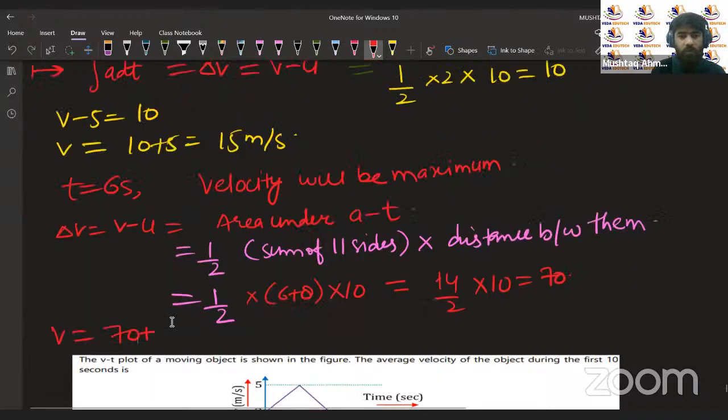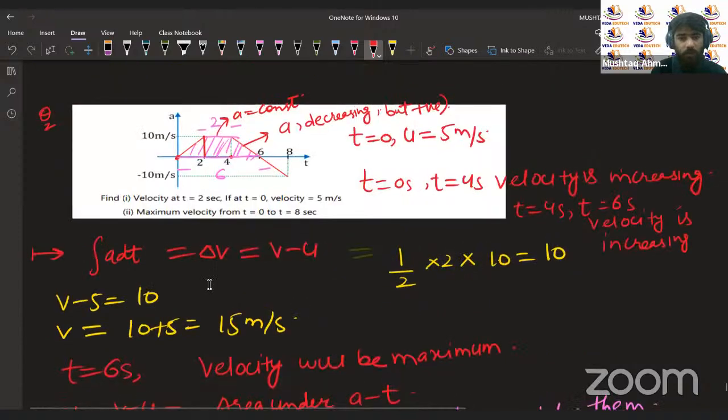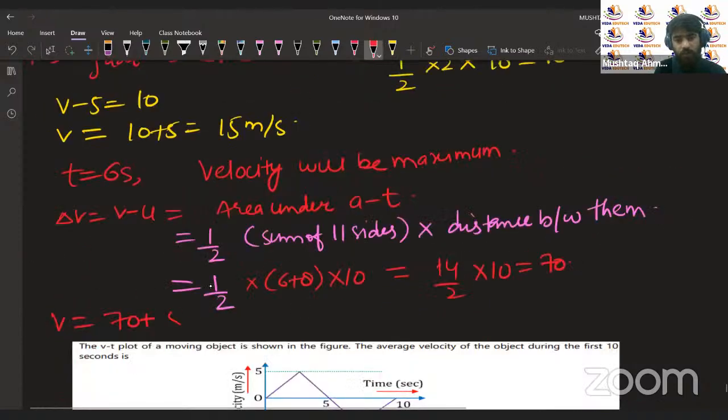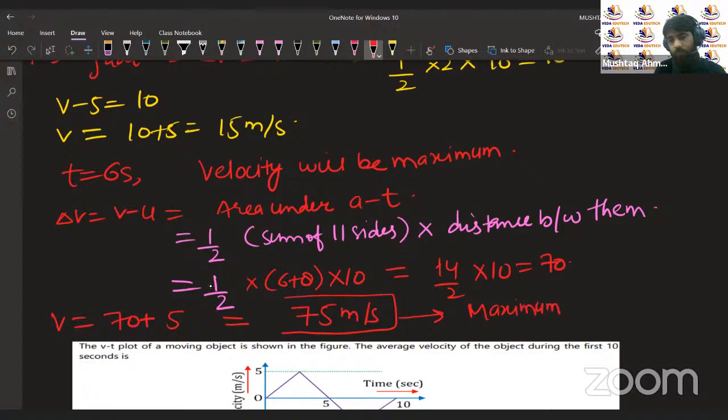So v will be equal to 70 plus the initial velocity, which was given as 5 meter per second. So it will be 70 plus 5, which means the maximum velocity of this particle will be 75 meter per second, right? So this is the maximum velocity.